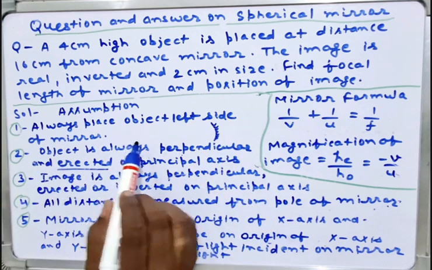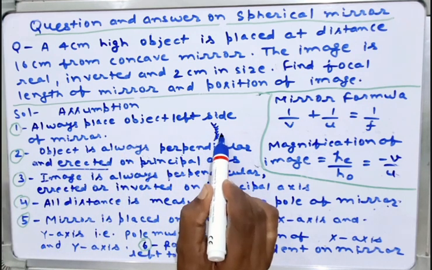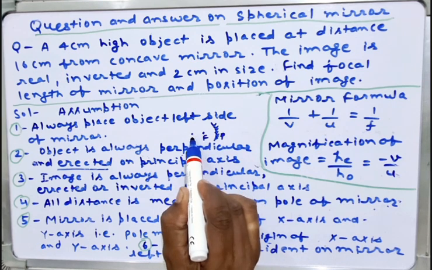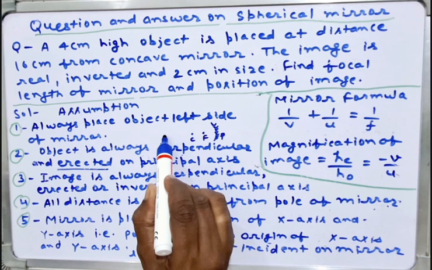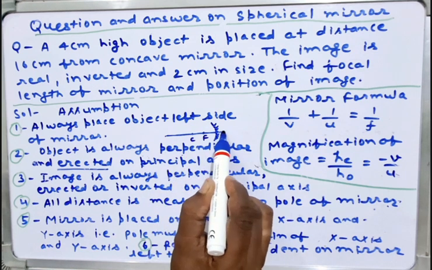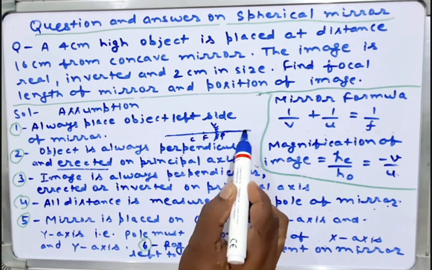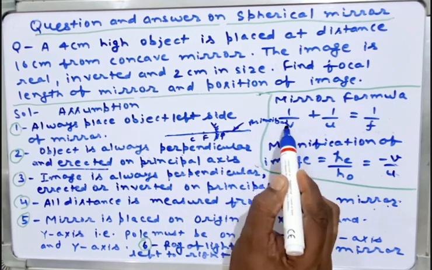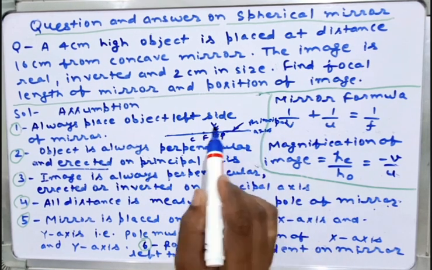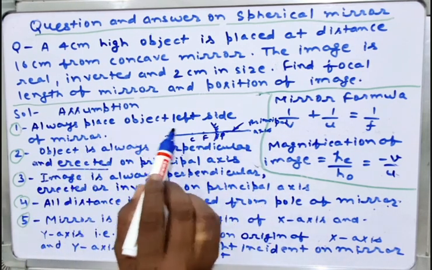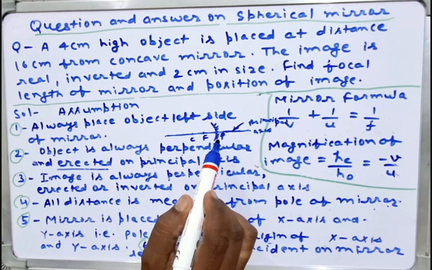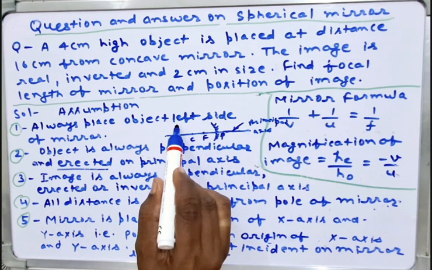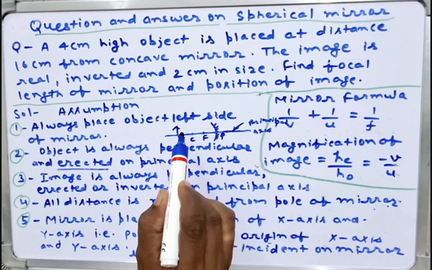So what does left hand side mean? If this one is the pole, and this is the focus or the center of curvature, and we draw a line passing through all these points, this is known as the principal axis. The object shall be placed on the left side of the mirror, means you have to put the object on this side. So this one is the object.